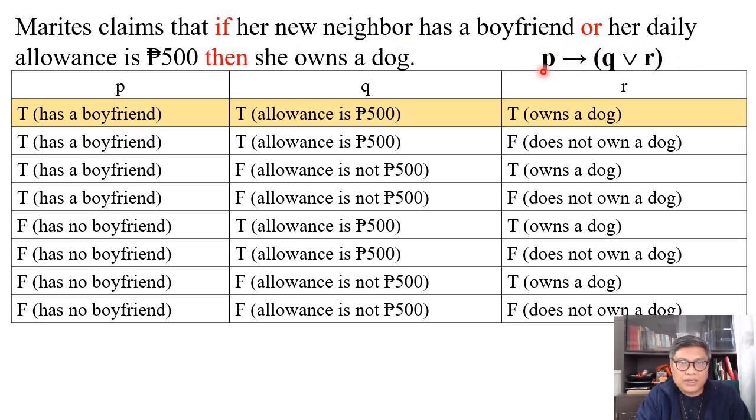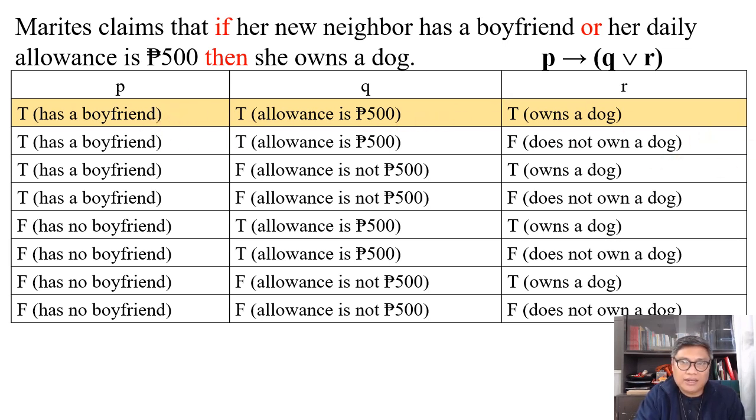So in this case, this is how it is. P is, of course, her new neighbor has a boyfriend. Your Q is her daily allowance is 500. Then the R represents she owns a dog. So we have here all the combinations, as we had earlier in the previous slides. Then we can highlight this one here: has a boyfriend, allowance is 500, then owns a dog. So we want to find out if this is true or false. These are the 8 possibilities, but we identify which of these 8 represents this statement as claimed by Marites. Then this is the one. So this is the first one.